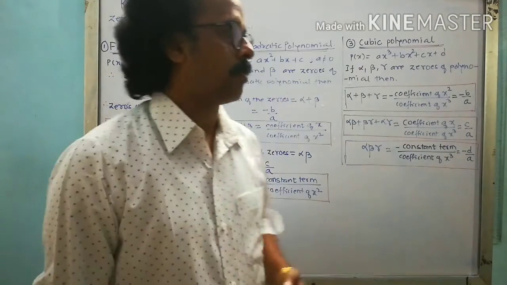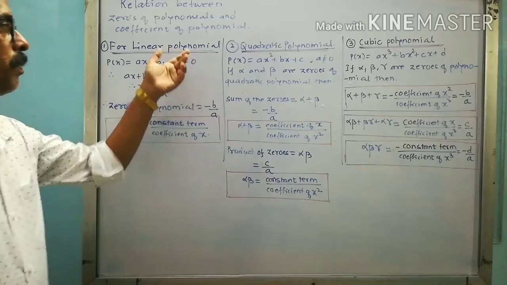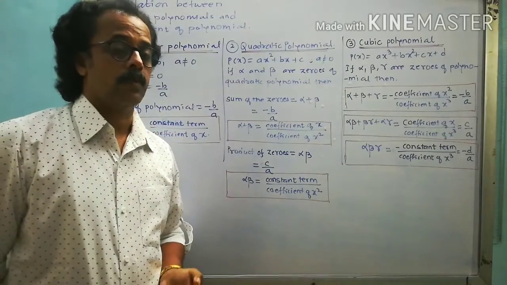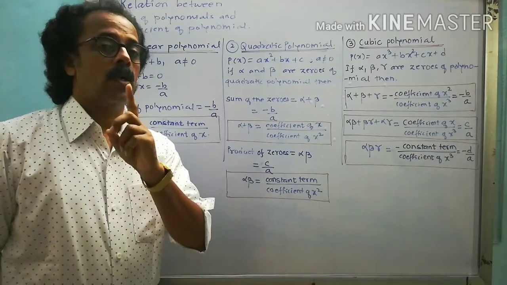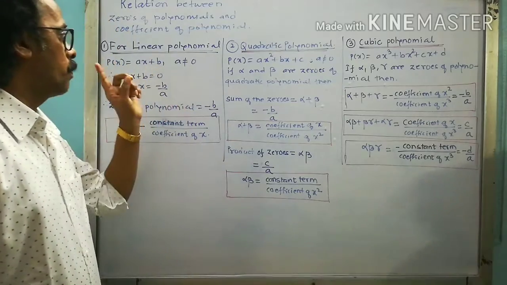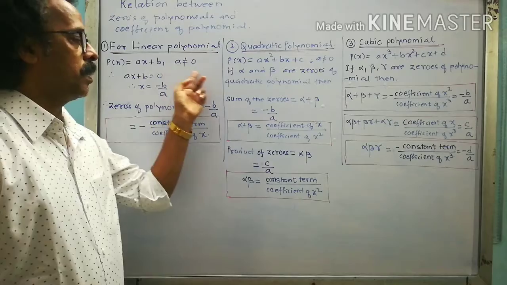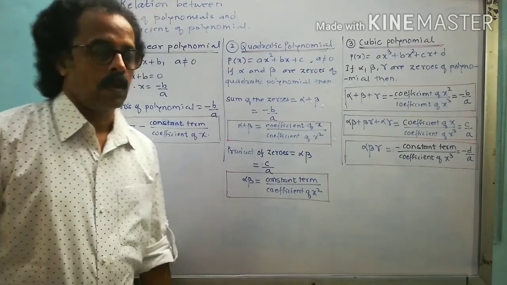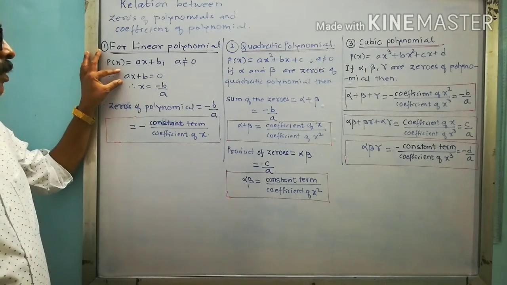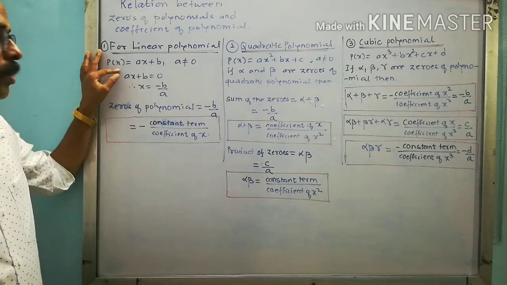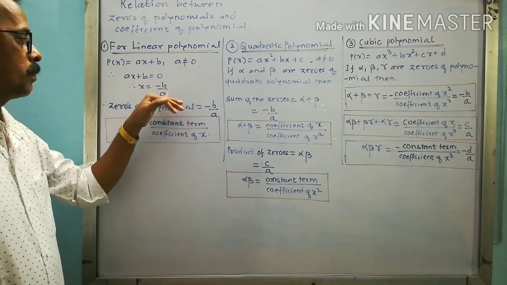Okay, so let us come to the point that first is linear polynomial. Again, what is the meaning of linear polynomial? The one which has a degree 1 is called a linear polynomial. So here we have considered p of x is equal to ax plus b, where a is not equal to 0. I wanted to find out the zeros of the polynomial, so I will make it equal to 0. Then I will get x is equal to minus b upon a.